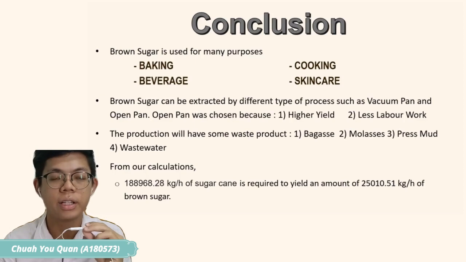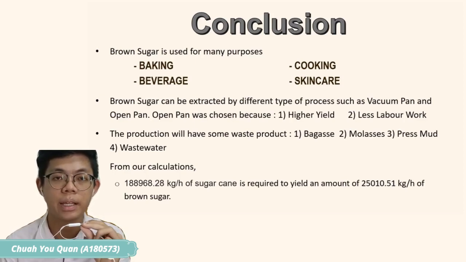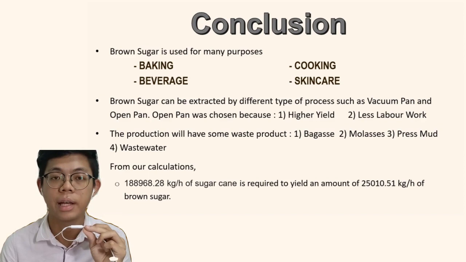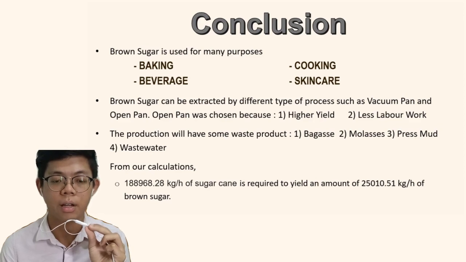In conclusion, we have known that brown sugar is used for many purposes such as baking, beverage, cooking, or even skincare. And brown sugar can be extracted by different types of processes such as the vacuum pan method or open pan method. And we have chosen the open pan method because of the higher yield and less labor work. And the production will have some waste products such as bagasse, molasses, pressed mud, and wastewater.